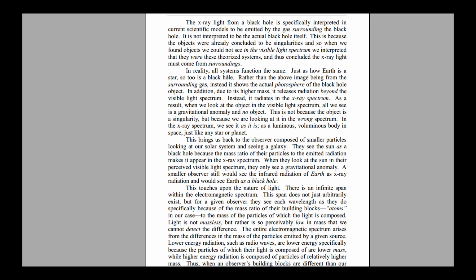This brings us back to the observer composed of smaller particles looking at our solar system and seeing a galaxy. They see the star as a black hole because the mass ratio of their particles to the emitted radiation makes it appear in the X-ray spectrum. When they look at the sun in their perceived visible light spectrum, they only see a gravitational anomaly. A smaller observer still would see the infrared radiation of Earth as X-ray radiation and would see Earth as a black hole.